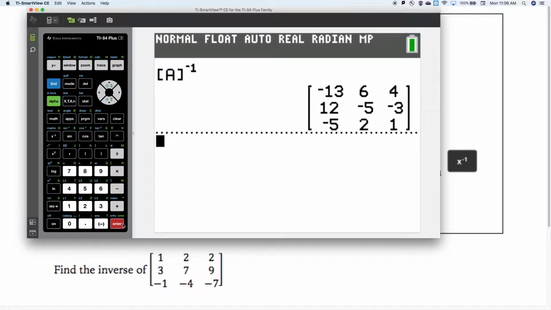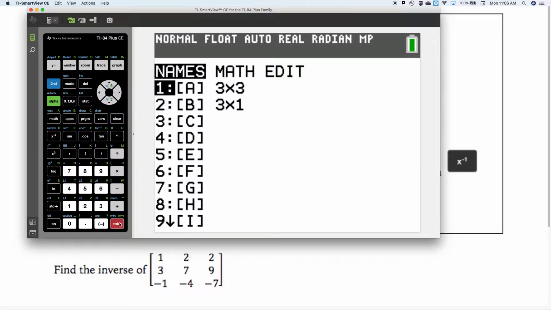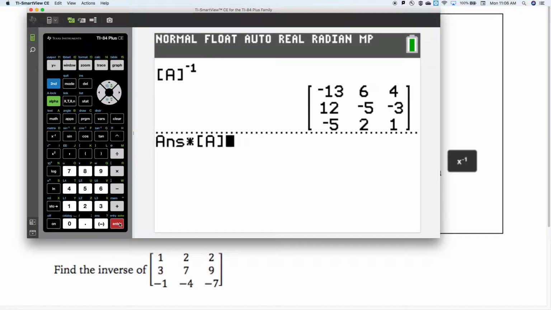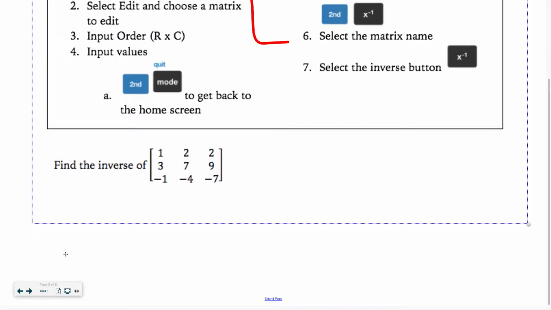So if you wanted to check, is that really my matrix? Remember, the inverse matrix times the original matrix. So if I go back and pull up matrix A, this would be taking the inverse, because that's my previous answer, times A. It's the identity matrix, right? That's what inverses do. They multiply together and make the identity matrix. So this one with negative 13, 6, 4, 12, negative 5, negative 3, negative 5, 2, 1. That's my identity matrix. I'm going to put that in right here just so we have it in our notes.